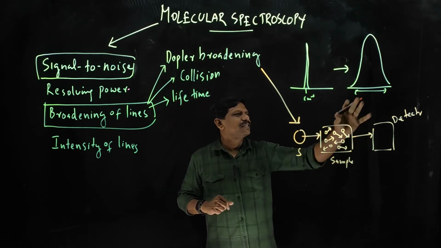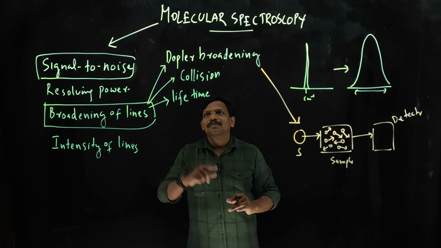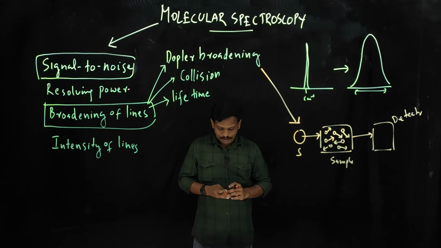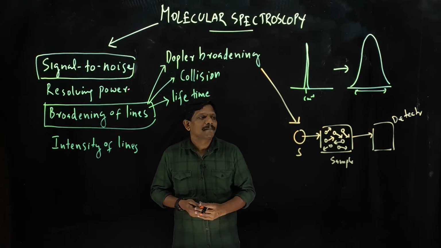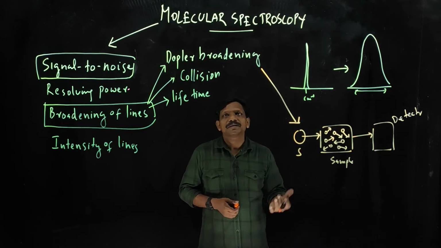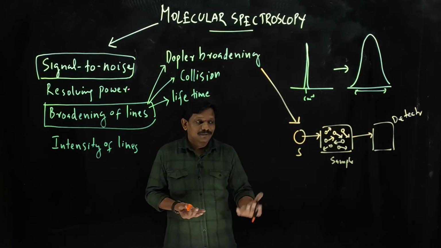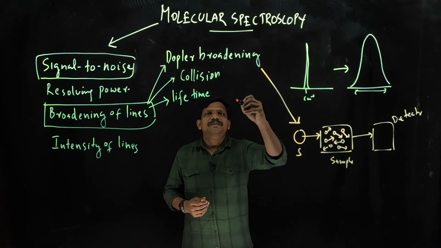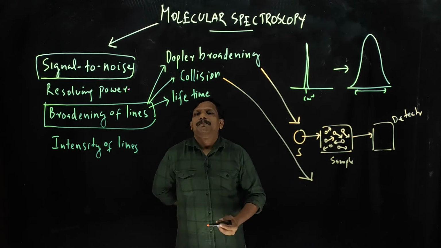Due to this effect, when you take a spectrum, broadening occurs. That broadening is called Doppler broadening. It is very difficult to avoid this type of broadening. Maybe in some solid samples this Doppler broadening may become very small, but temperature and pressure will affect it. And next is the collision broadening.